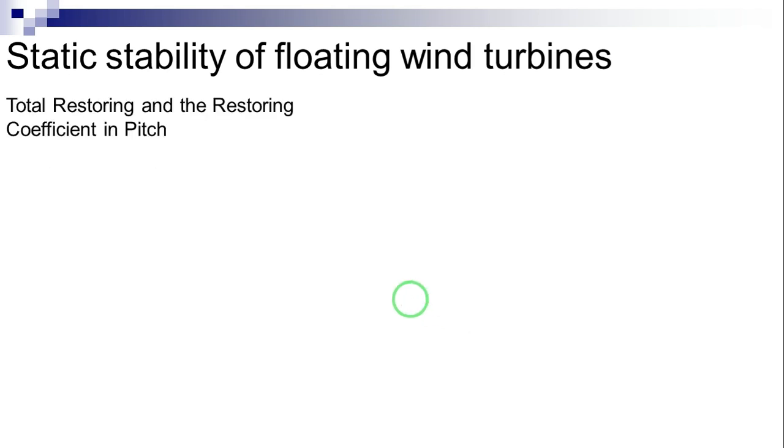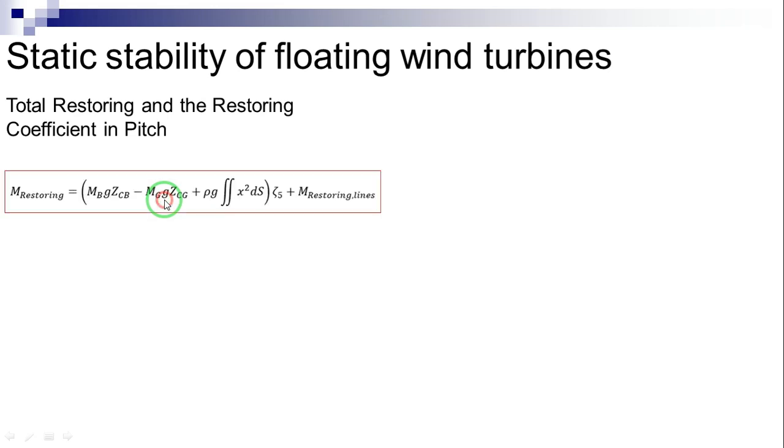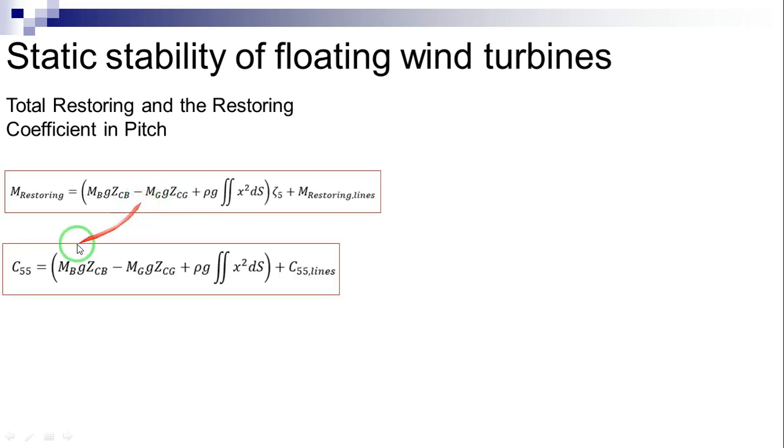Total restoring and the restoring coefficient in pitch. Contributions to restoring from waterplane area, ballast, and mooring lines combine to result in the total restoring properties of a floating platform. The restoring coefficient is defined to characterize the total restoring properties due to the system's offset in pitch. As developed in the previous sections, the restoring moment that the structure experiences due to its geometry and its offset in pitch is summarized here.